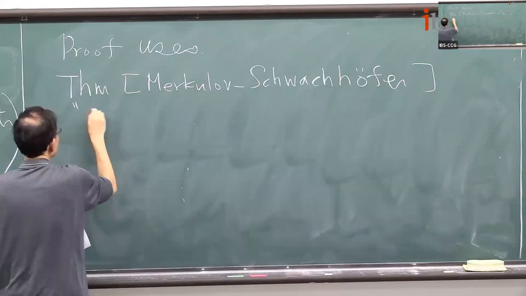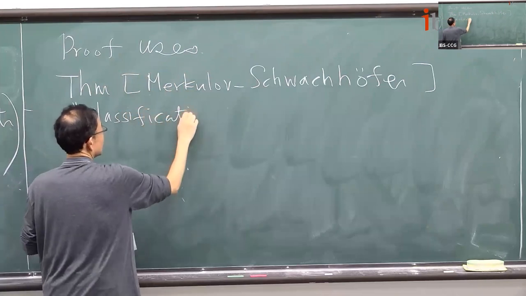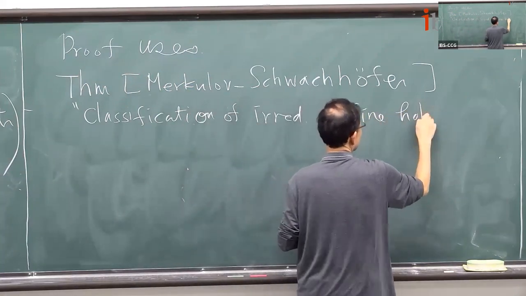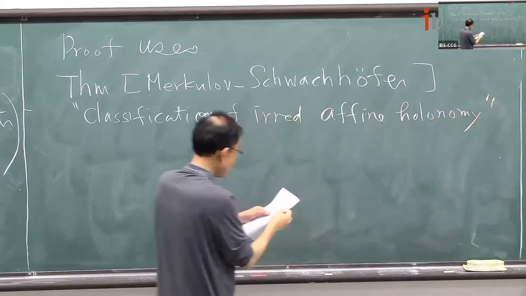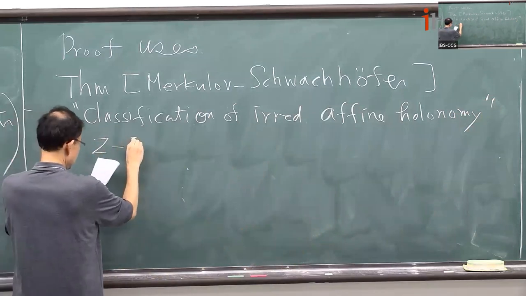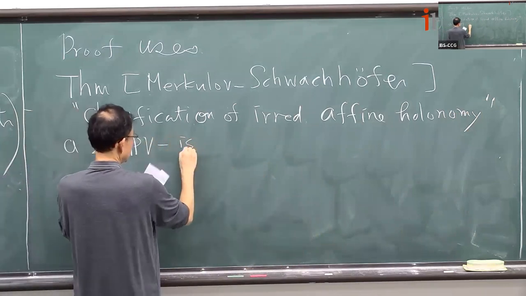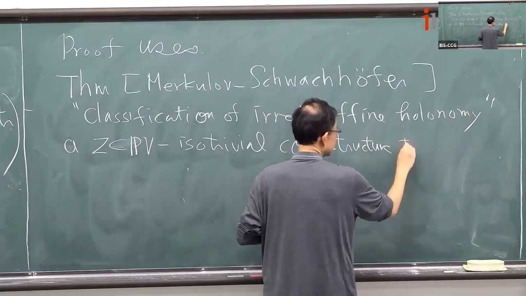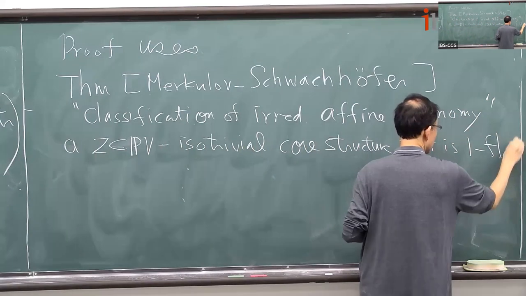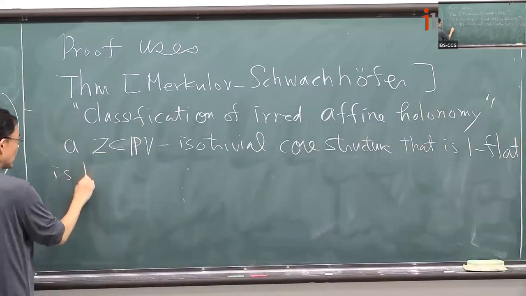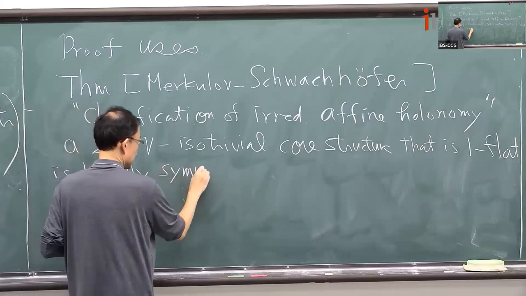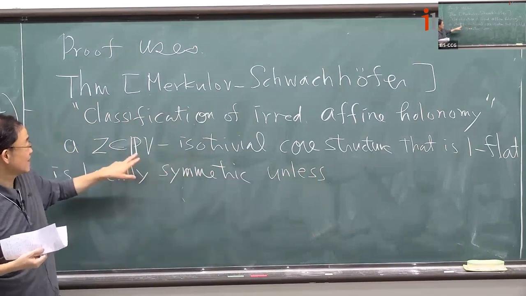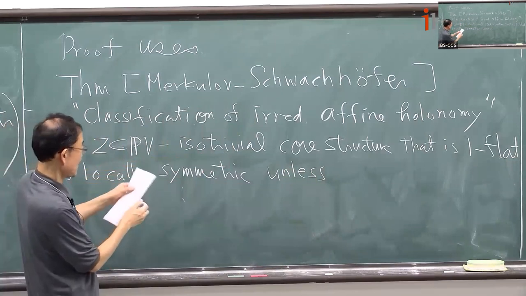This is called the classification of irreducible affine holonomy. And it says the following: G isotrivial, and G is isotrivial structure. That is one flat. Is locally symmetric. Only so whenever you have one flat irreducible isotrivial constant is locally one flat.